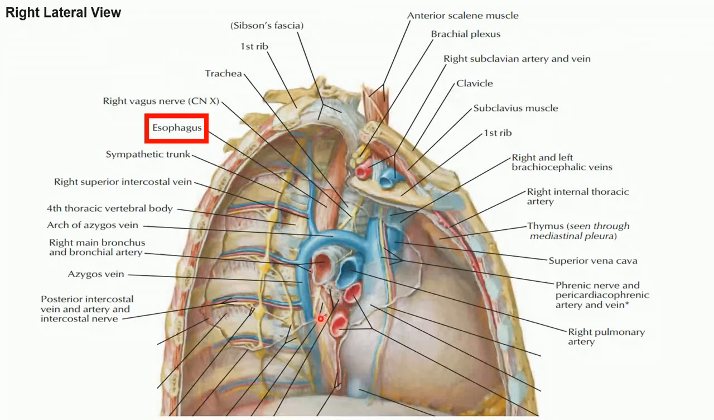Okay, so this is just the right lateral view to show you the complex structures in close proximity to the esophagus. Posteriorly, we see the vertebral column. You can see it. That's the vertebral column. It is just behind our esophagus. In front, the trachea, you can see it very well.